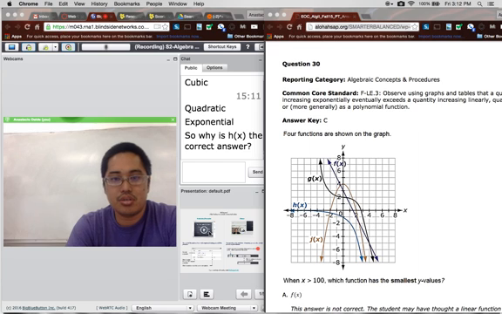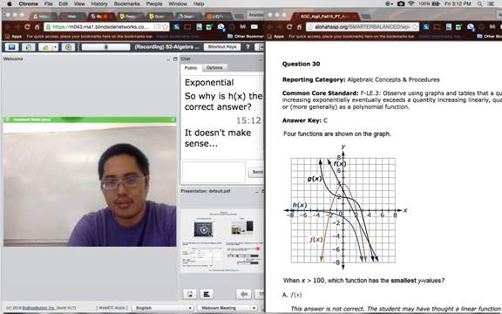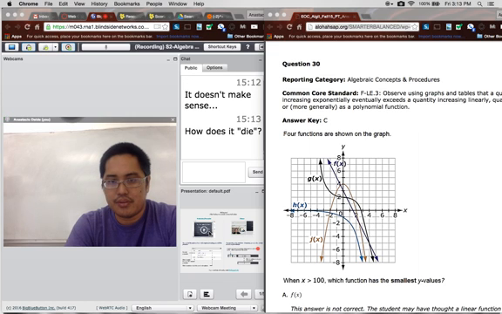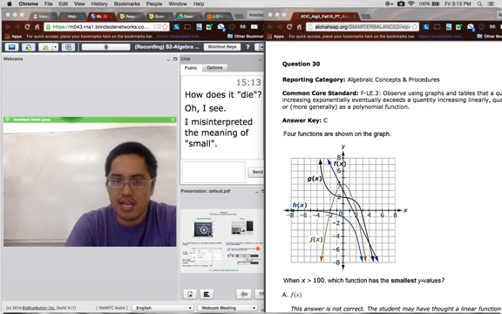So Sophia is asking, why is H the correct answer? Do you want to answer that? How come H is the one that's right? It dies faster. Because it dies the fastest as x gets larger. What I mean by die is it goes to the negative. It goes negative faster than everything else. Because that's what it's asking. Which one has the smallest y value? The smallest y value means the most negative.